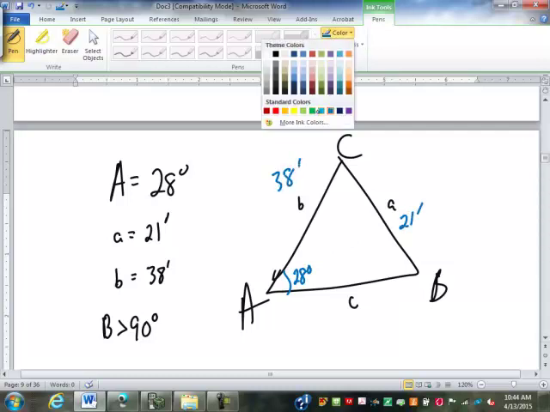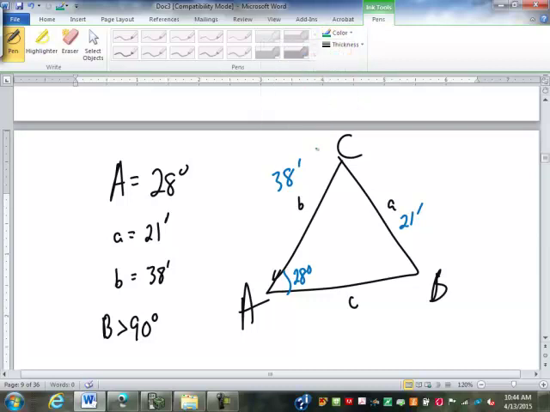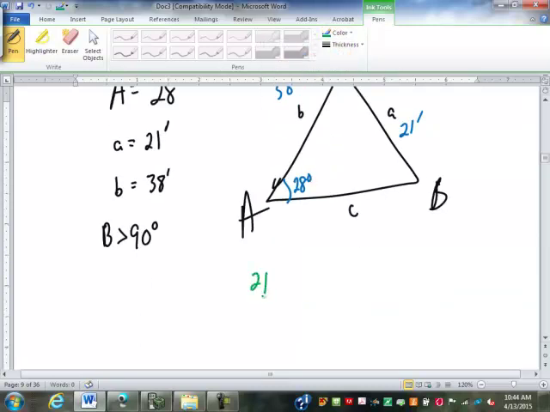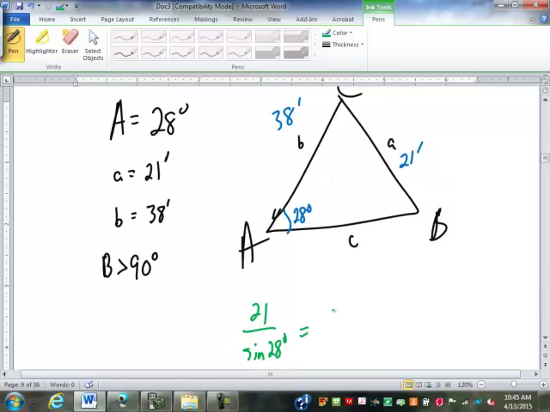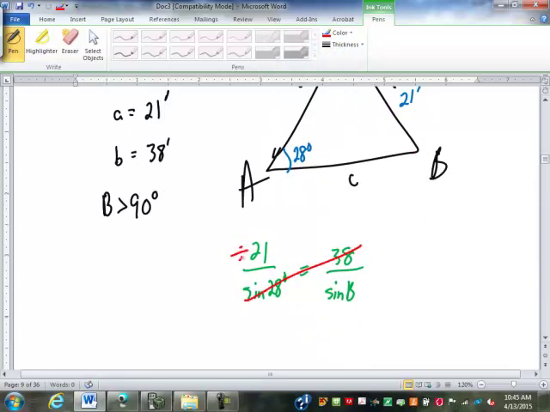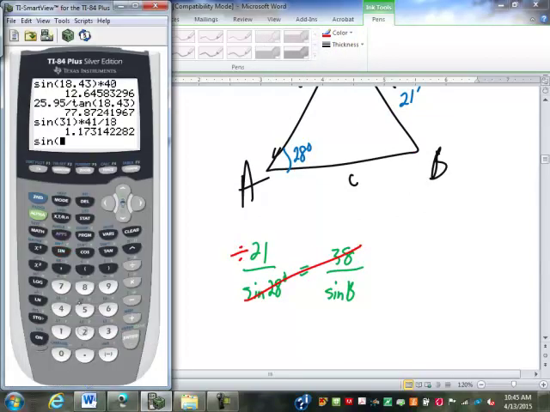So now what am I going to do? 21 over the sine of 28 degrees equals 38 over its opposite angle, b, so over the sine of b. Looks very similar to what we did last time, only this time when we cross multiply and divide, it works out. Sine of 28 times 38 divided by 21. So sine of 28, make sure we close that parentheses, times 38 divided by 21. We get 0.8495.